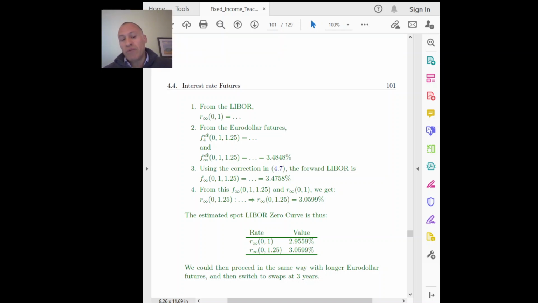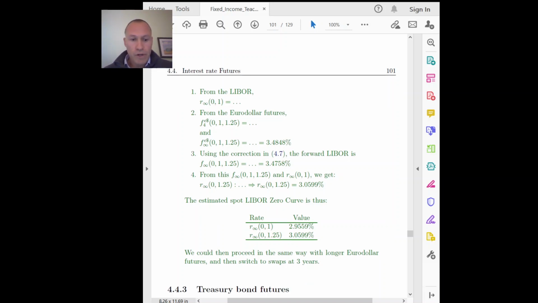Okay, and then we would keep doing this using the next Eurodollar contract and so on until we got to the spot rate for 3 years. And after that we would go back to the swap market and use the swap quotes to build the curve from there until the end, until 30 years or something like that. Okay, that's it.